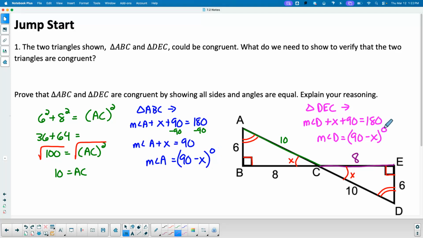So what can you tell me about angle A and angle D? They're the same, right? Okay. So we've shown now that all of our sides are correspondingly equal, and all of our angles are correspondingly equal. So what can you tell me about those two triangles? They're not equilateral because they don't have all the same side lengths. They're what? They're congruent. Okay.